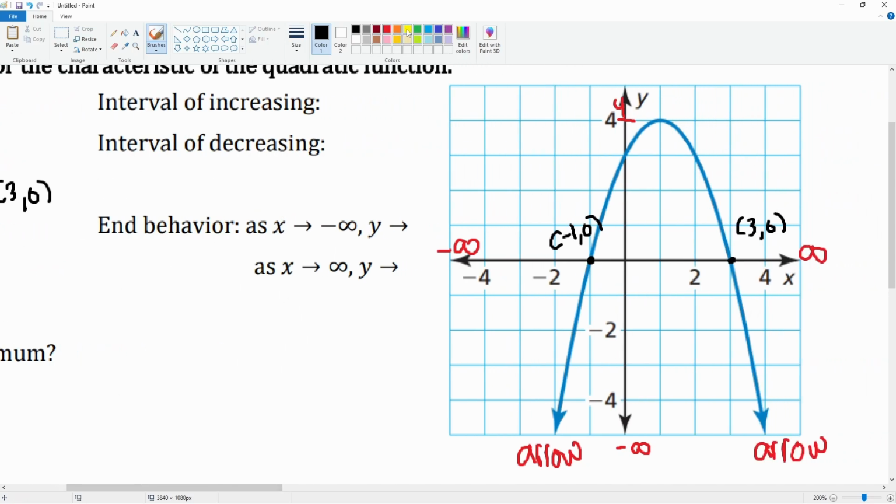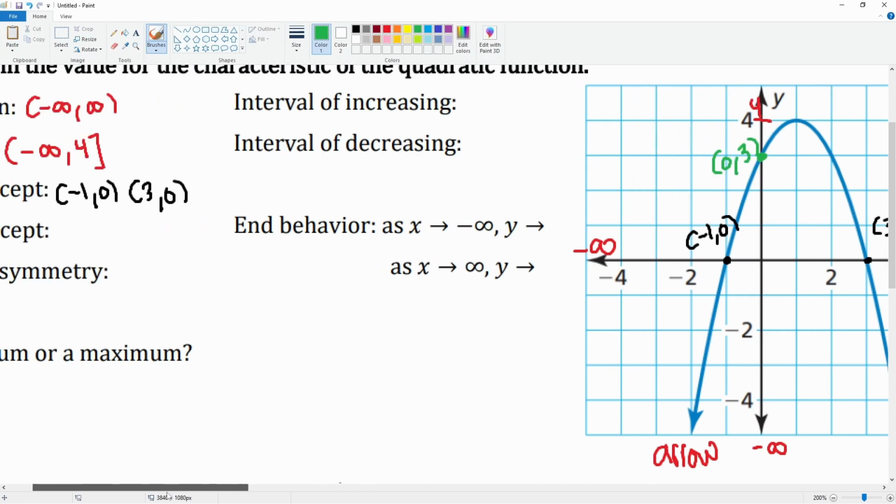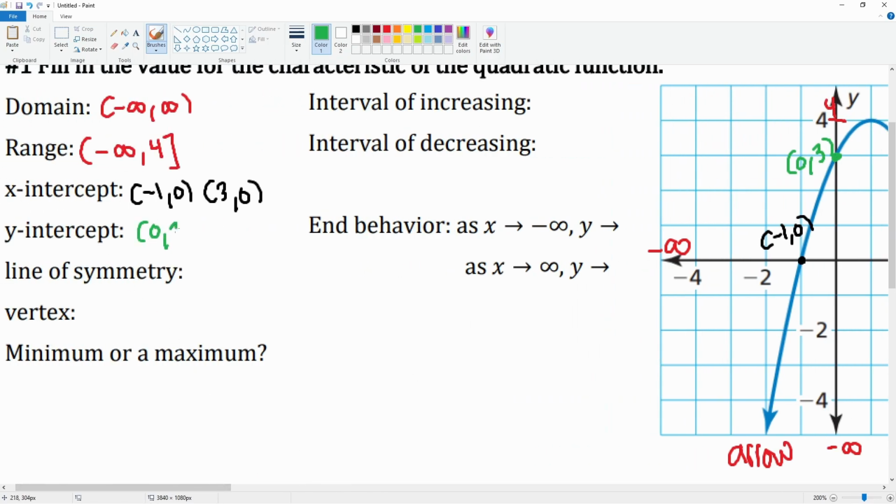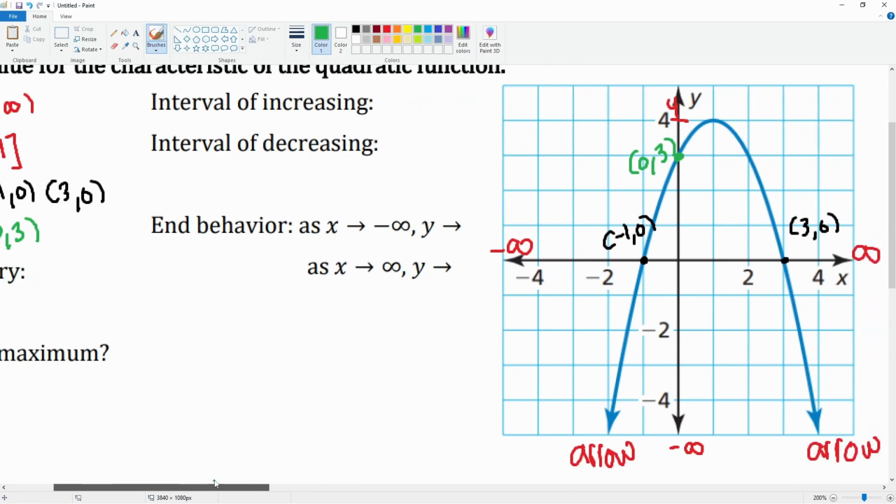Next, it asks us to find the y-intercept, which is right here. This is the location in which it crosses the y-axis, which is at 0, 3. Next, we look for the line of symmetry.